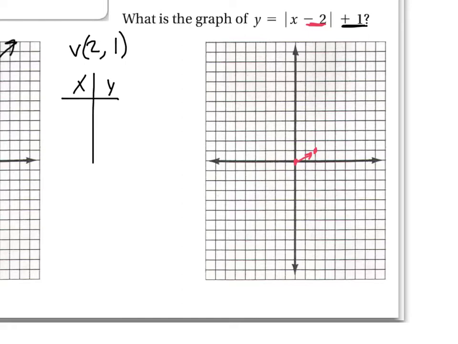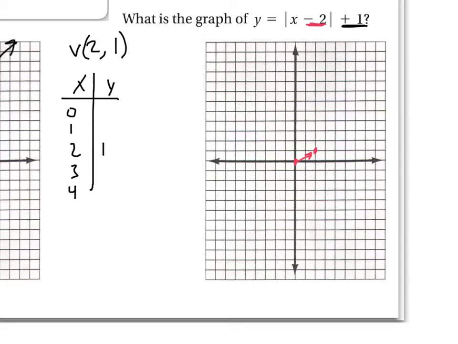And for plotting points, we put our vertex in the middle. So we then need 2 points to the right of our vertex. So we need x values to the right of 2: 3 and 4, going to the right. Okay, we now need 2 x values to the left of 2: 1 and 0. So we now plug those in.